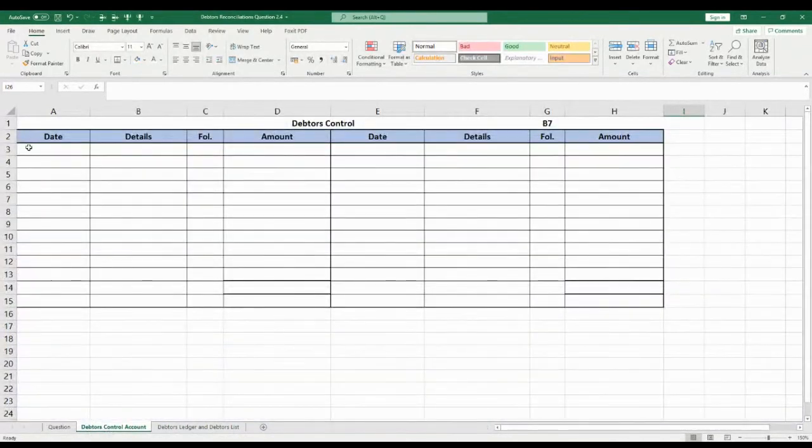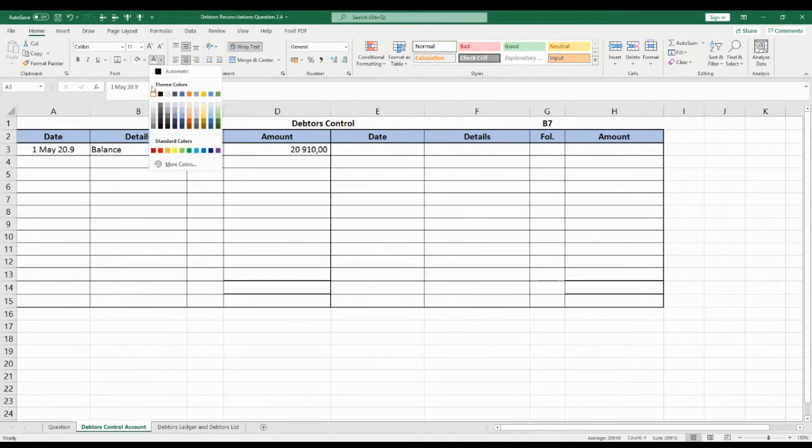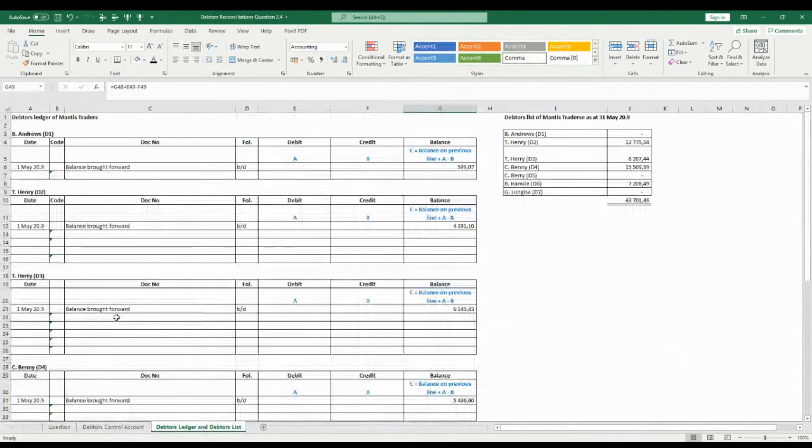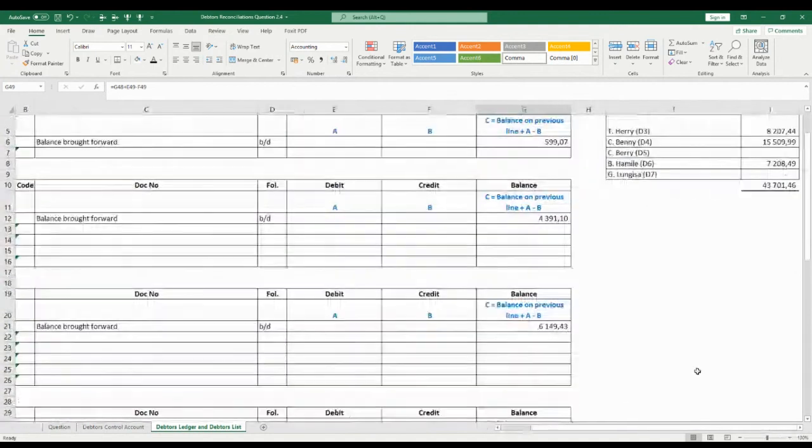So the first thing we do, we remember debtors is an asset. Assets have a debit balance, okay, when it's positive, and the opening balance agrees to our debtors listing. Now, what you can also do at the same time is you bring the balance brought forward from that individual list to your debtors accounts.